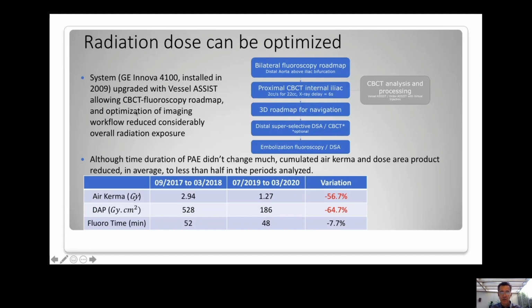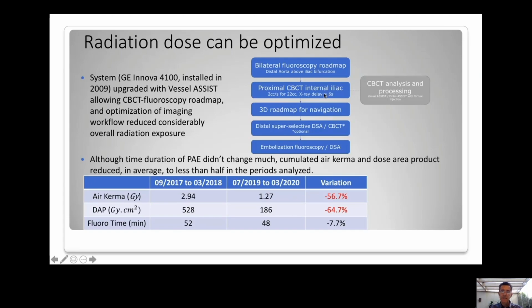What have we changed? We changed the following workflow. Instead of getting an aortoiliac arteriogram, instead of getting an internal iliac arteriogram using DSA, you can see here that we only get a fluoroscopy roadmap with the pigtail catheter at the distal aorta. And once we have this roadmap, we are able to catheterize the internal pudendal artery, the hypogastric artery.